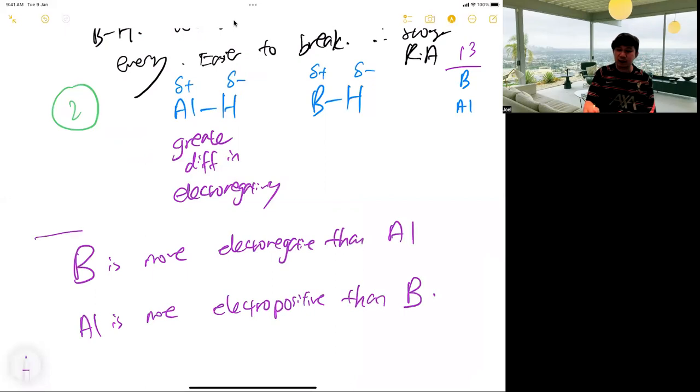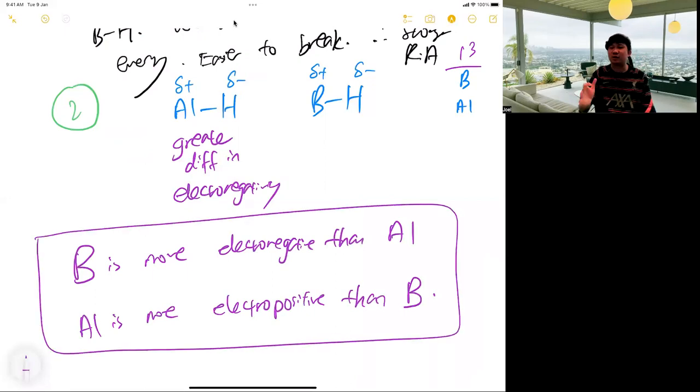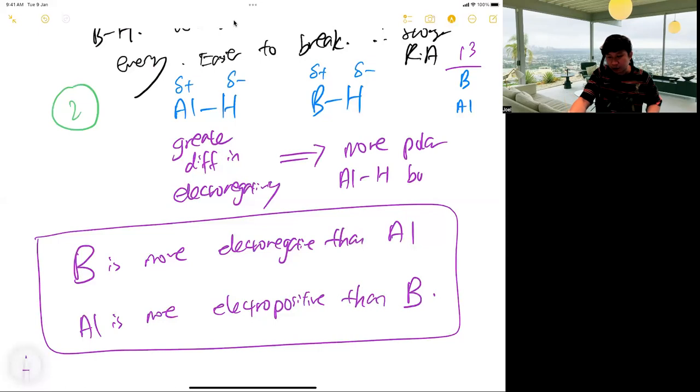Yeah, this is the explanation why. No need to explain that, that's atomic structure. So this is a real explanation, giving you a greater difference in electronegativity, leading to a more polar Al-H bond. Therefore, more easily broken. This is another reason. Understand? So I can supply my H minus better.